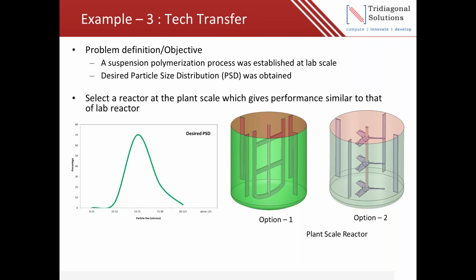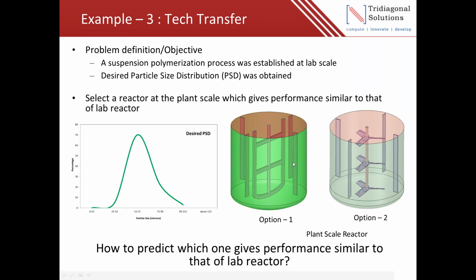Another example is from one of the experiences with tech transfer applications, where the application was a suspension polymerization process, and the requirement was a particular particle size distribution which was observed at the lab scale. So the lab scale was tuned to get the desired particle size distribution. Two options were available to transfer the batch from lab scale to pilot scale. In the lab scale, a typical anchor type impeller was used. Should we use an anchor impeller, or a three impeller system with a hydrofoil impeller?